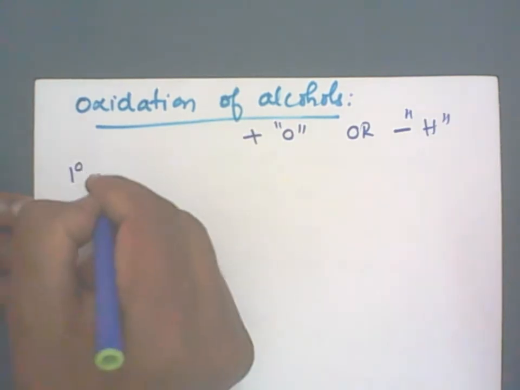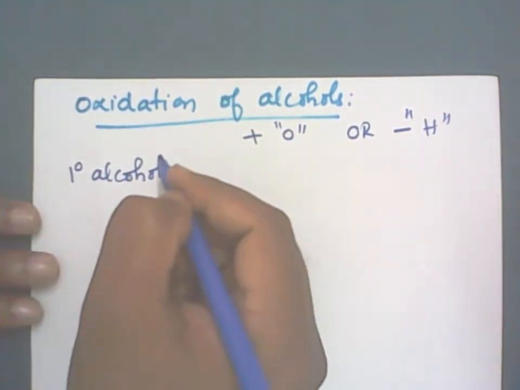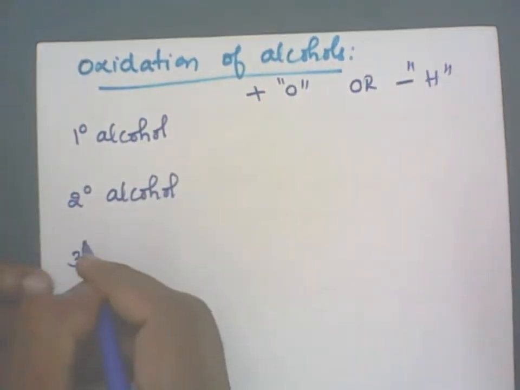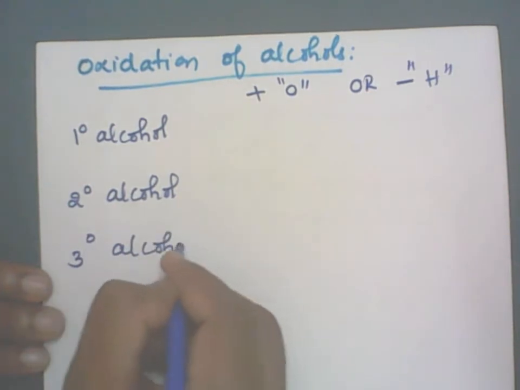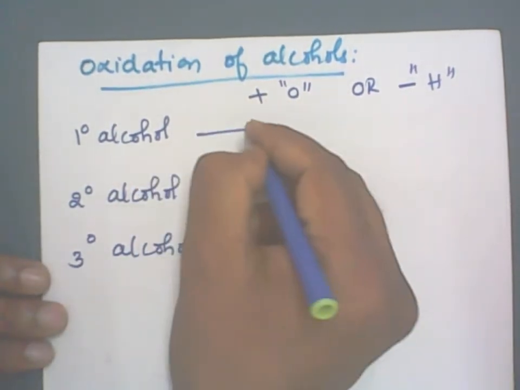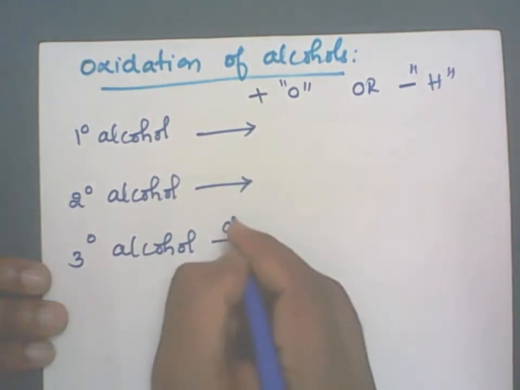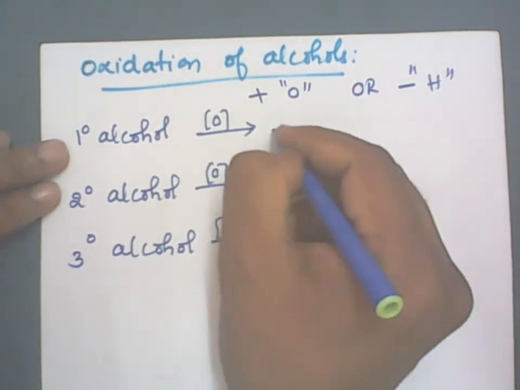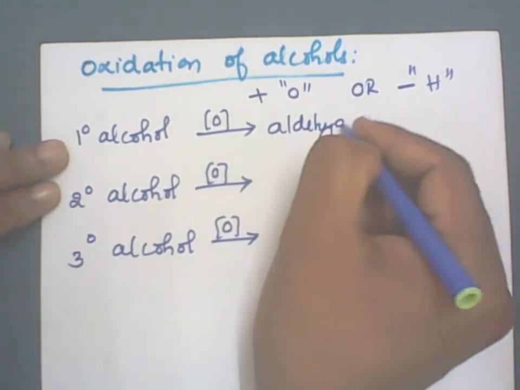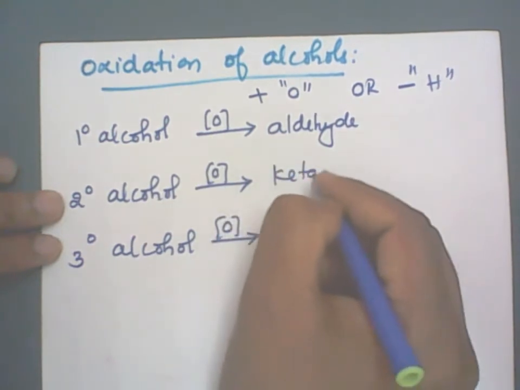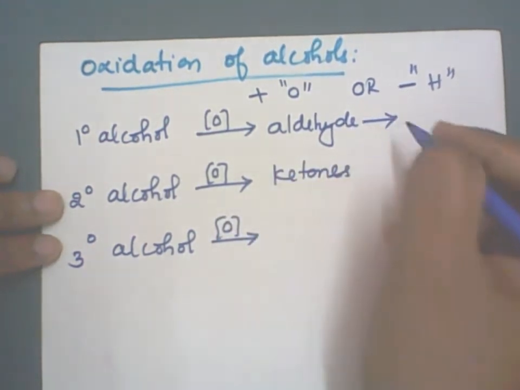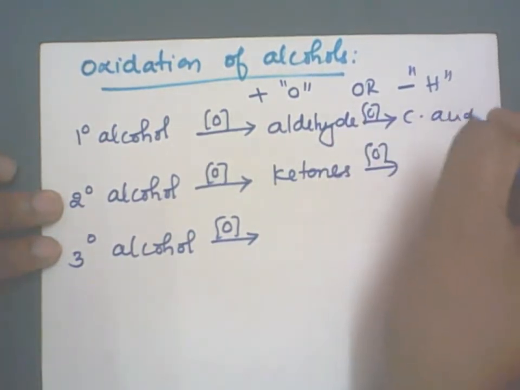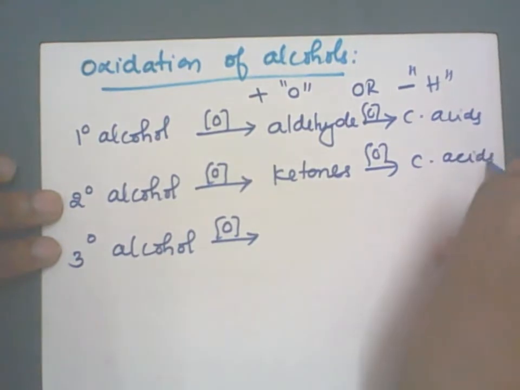We have got primary alcohol, we have got secondary alcohol, and we have got tertiary alcohol, correct? Now, let me write down the oxidation process. Then we'll study later in detail with respect to reactions. Primary alcohol undergoes oxidation to give aldehyde compounds. Secondary will give ketones. Both aldehydes and ketones on further oxidation give rise to carboxylic acids.